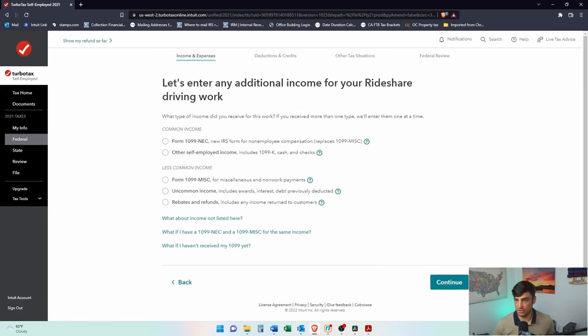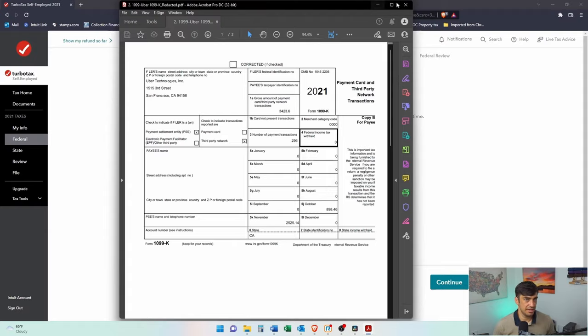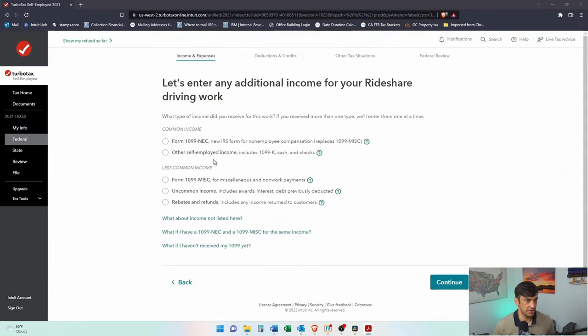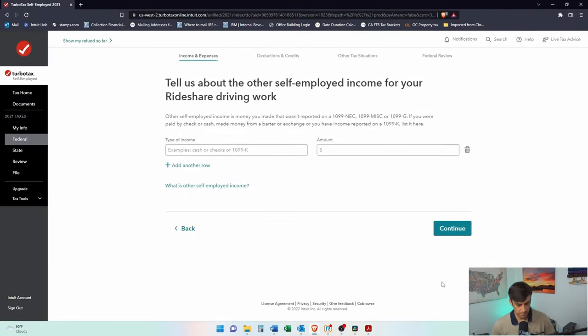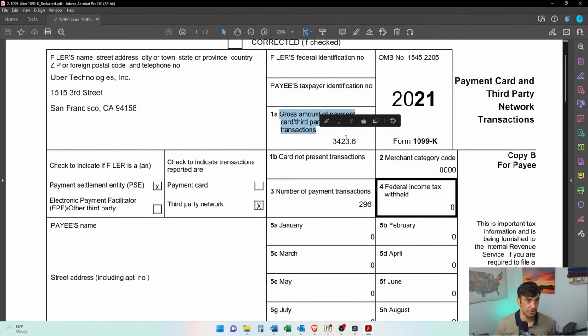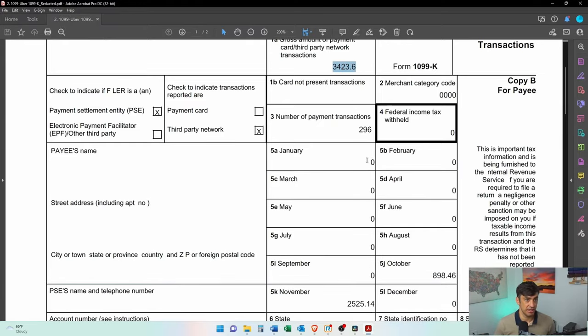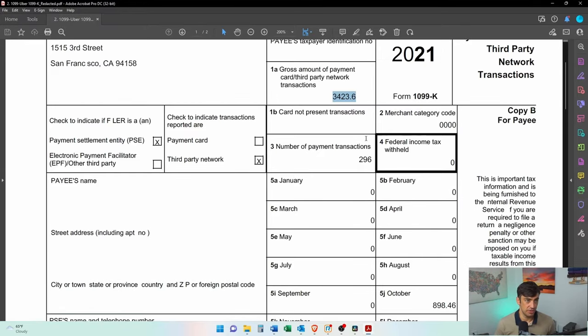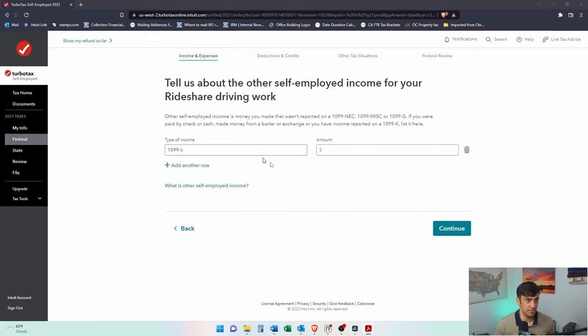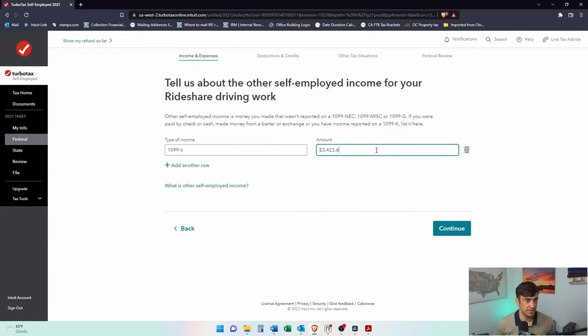Yes, I did, because Uber also gave me one of these guys here, 1099-K, which has some other income on there. So we'll say that one, other self-employment income, 1099-K. Amount on there, we'll see here. On this one, you're using box 1a, the gross amount. All these other boxes are just per month. Box 1a is a combination of these two numbers here. So we just worked 2 months and we made $3,423.60.